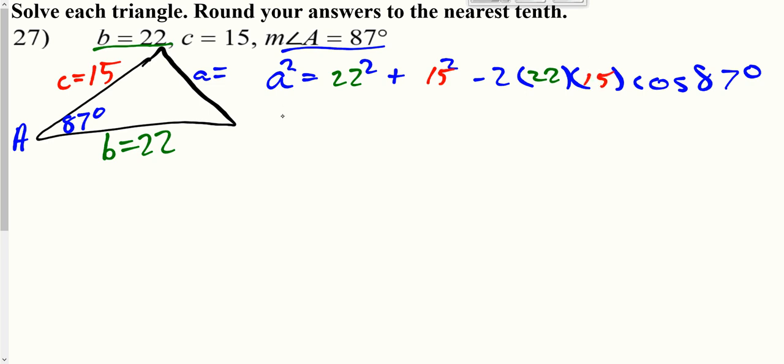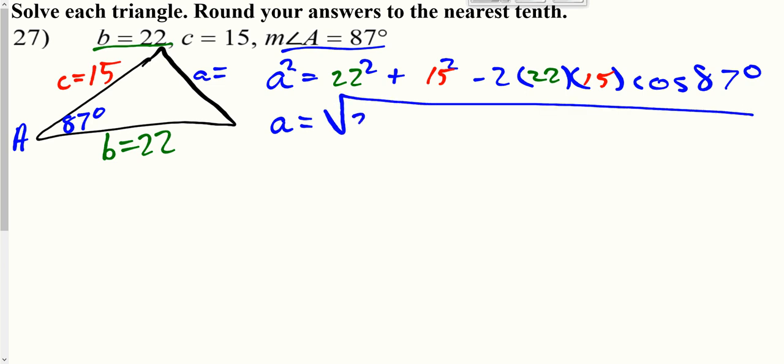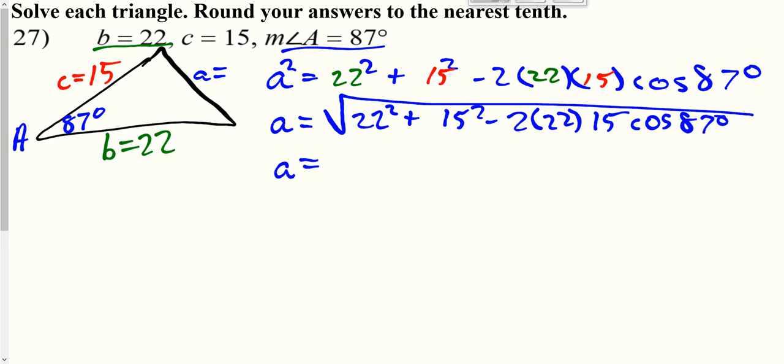Now, once again, to get a by itself, I just have to undo the squaring. So I'm going to do the square root and type in that whole right-hand side all at once. So type in square root, then inside your root go 22 squared plus 15 squared minus 2 times 22 times 15 times cosine of 87, typing it into your handy-dandy calculator, and we get this. So now we get an opposite pair. We can switch over to law of sines.